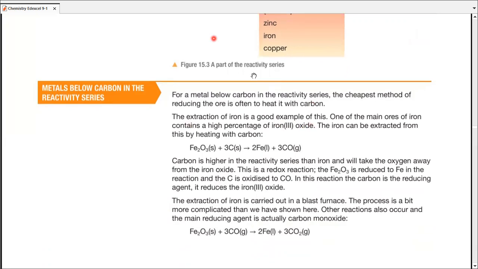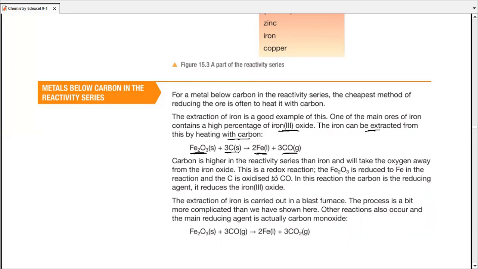We have an iron ore present in this form. It is iron 3 oxide, which clearly tells us that the state of iron in this one is plus 3. Now, how do we extract that iron? We heat it with carbon. This is the reaction with carbon. We get this iron and we get this carbon monoxide.